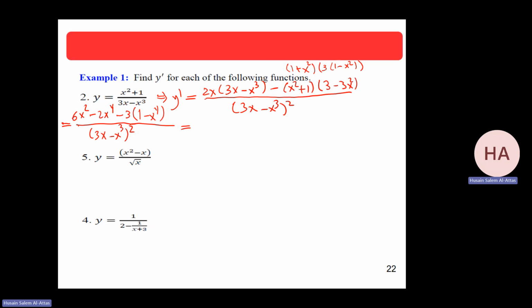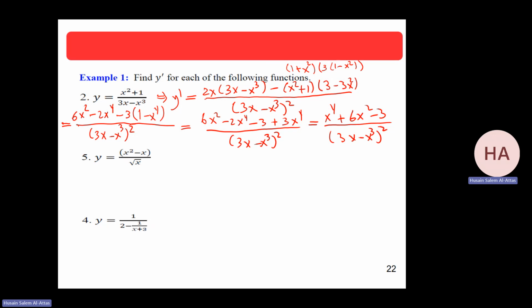And that gives me 6x squared minus 2x to the power 4 minus 3 plus 3x to the power 4 over this. And that gives me x to the power 4 plus 6x squared minus 3. You can double check the calculation, but the idea I think is very clear.